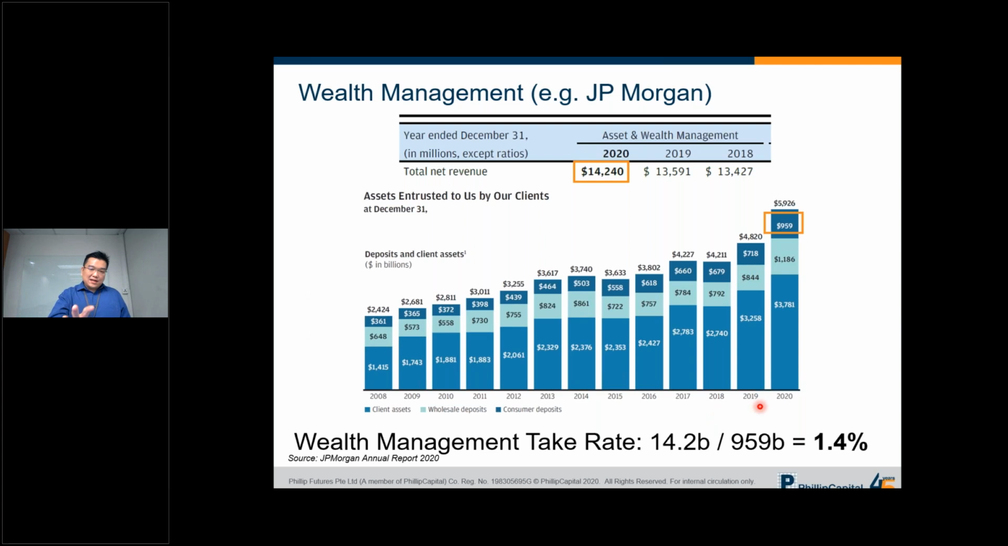So this is an extract from the JP Morgan annual report. You can see here their net revenue from wealth management is about 14 billion. The assets under management is almost close to 1 trillion. So if you take that, you can calculate that the take rate that they collect is about 1.4%.